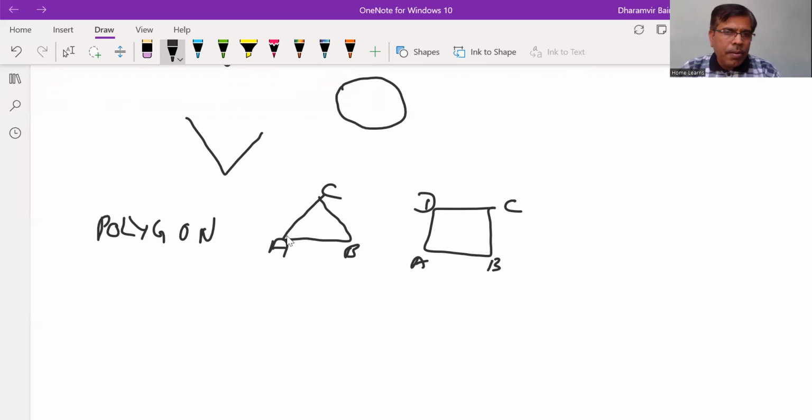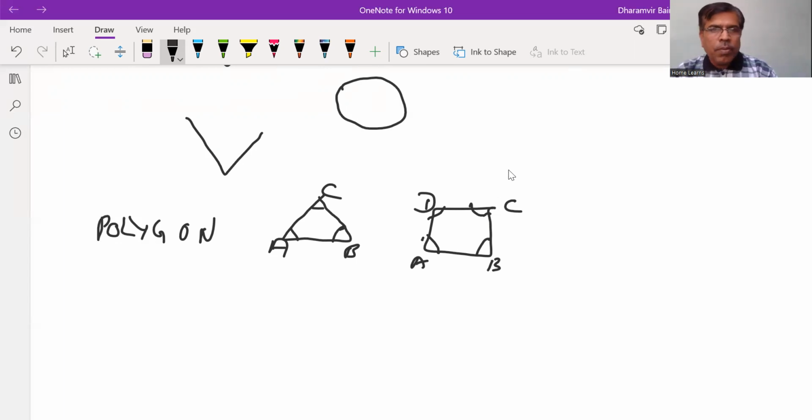And this is the angle. This is the polygon. These are the angles. A polygon has more than 2 sides, more than 2 vertices and more than 2 angles. The minimum number of vertices of a polygon is 3. Anything less than 3 is not a polygon.